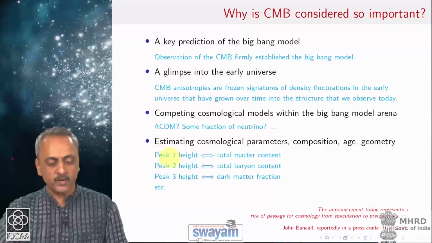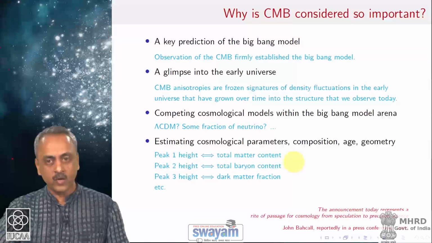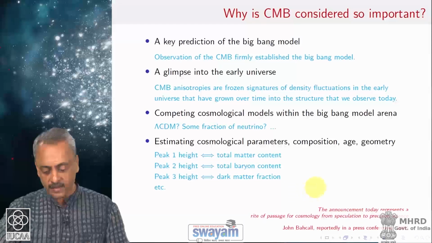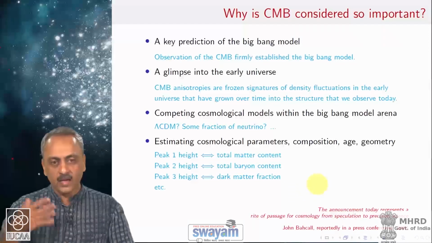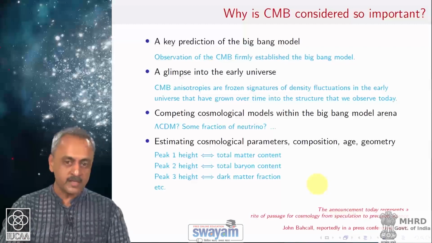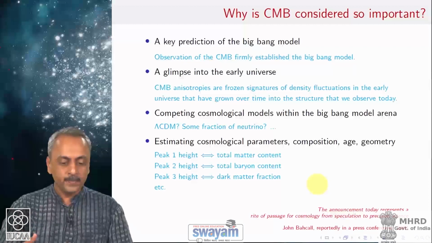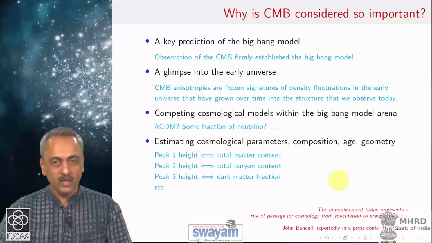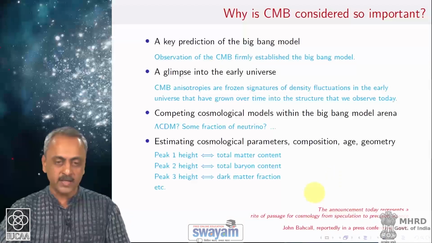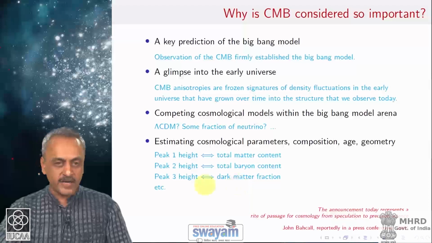So, for example, height of the first peak is related to the total mass content, height of the second peak is related to the total baryonic mass, height of the third peak is related to what is called dark matter, and so on and so forth. So, estimating the CMB power spectrum well, getting uncertainties on the peak locations and peak heights has a direct bearing on what we can say about the cosmological parameters. It allows you to estimate the cosmological parameters in a direct or indirect fashion.